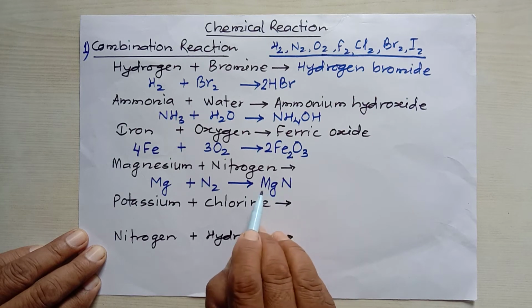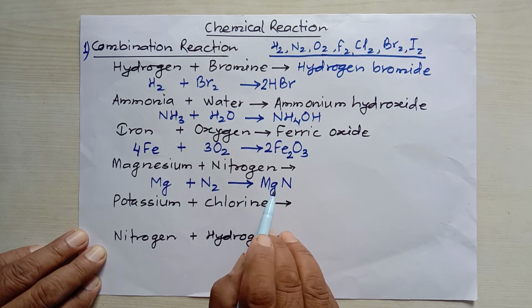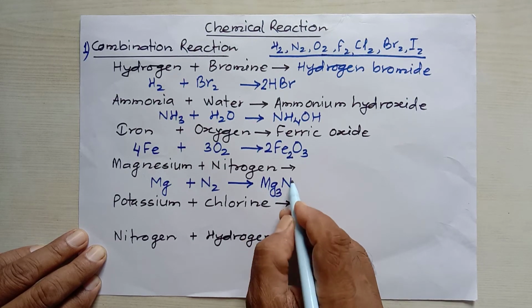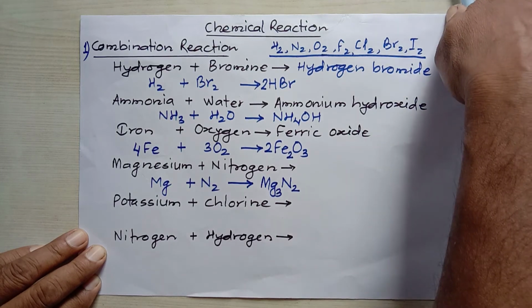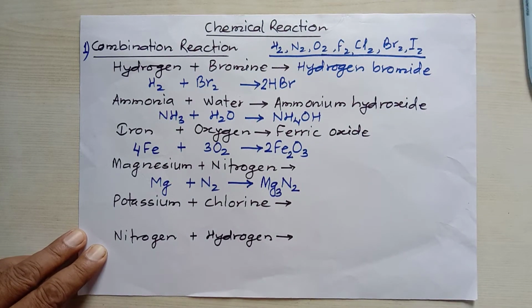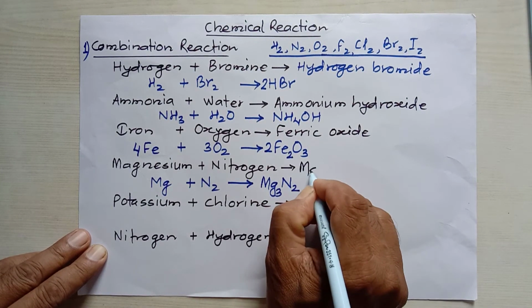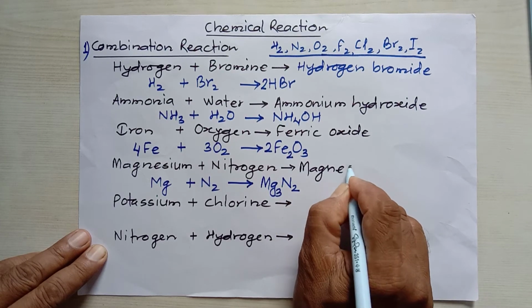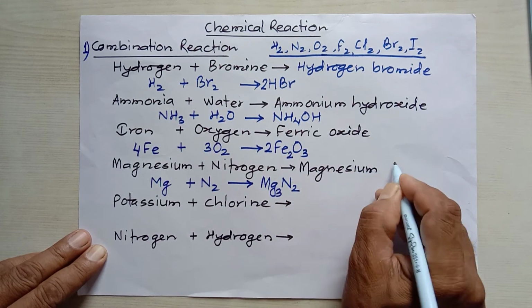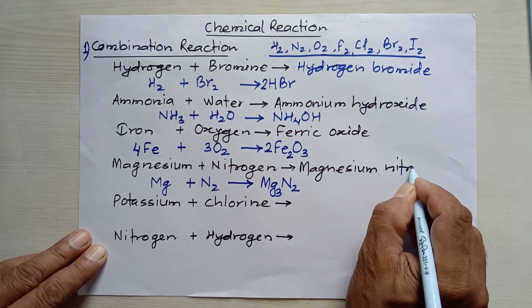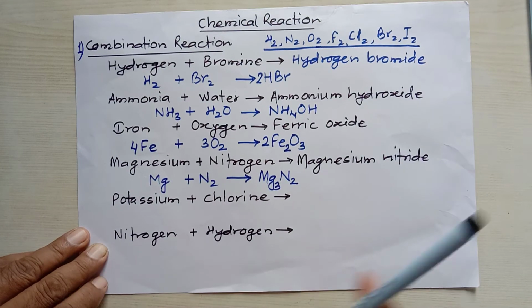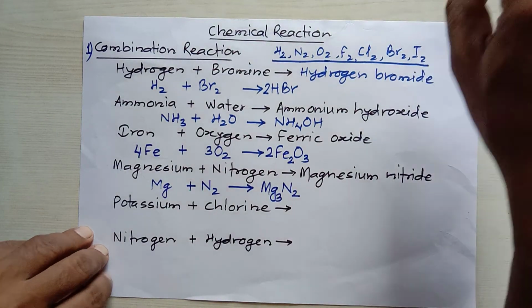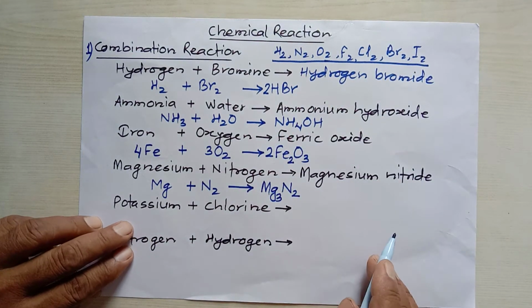But we have to exchange the valency. Magnesium's valency is 2, nitrogen's valency is 3. That's why 3 should be given to magnesium and 2 should be given to nitrogen. And the name of this compound is magnesium nitride. Nitrogen is combined, that's why we are writing nitride. If chlorine is combined, then we will write chloride.